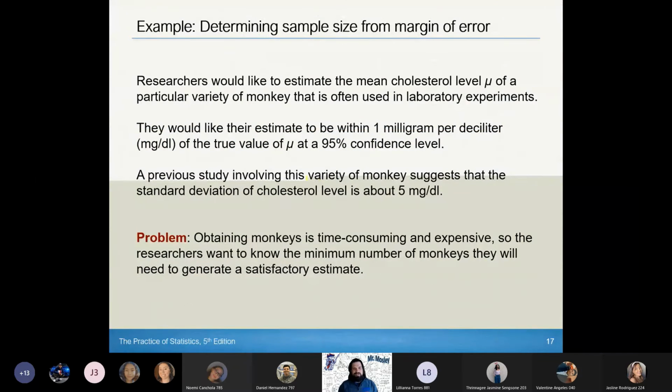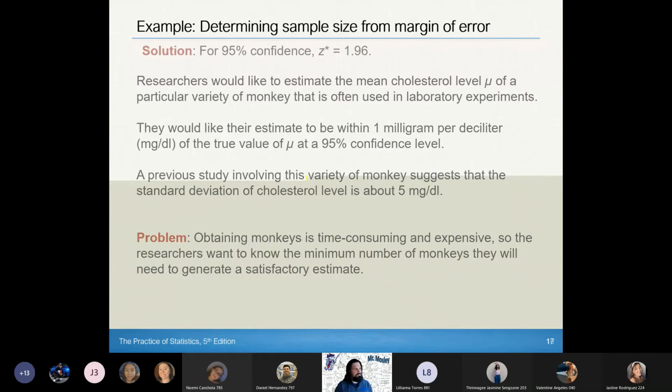So here's our example on this one. Researchers would like to estimate the mean cholesterol level mu of a particular variety of monkey that is often used in laboratory experiments. They would like their estimate to be within 1 milligram per deciliter, mg per dl, of the true value of mu at a 95% confidence level. A previous study involving this variety of monkey suggests that the standard deviation of cholesterol level is about 5 milligrams per deciliter. Problem: obtaining monkeys is time-consuming and expensive, so the researchers want to know the minimum number of monkeys they will need to generate a satisfactory estimate.